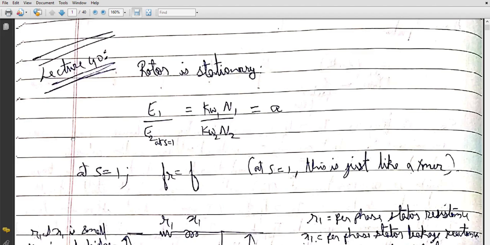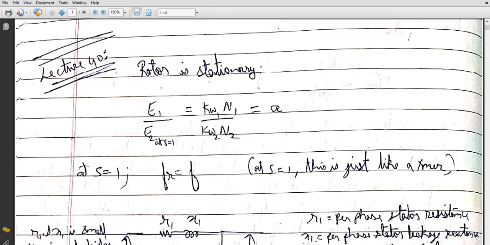Hello students. In our previous video lecture, we discussed the significance of slip, what slip speed means, and the dependence of rotor parameters on the value of the slip. As soon as the rotor starts rotating, the slip value changes. At starting, when the rotor is stationary, the slip value is 1. And as soon as the rotor starts rotating, the value of the slip changes.